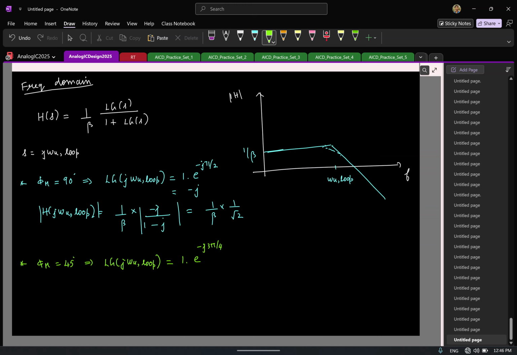And for this value of the loop gain, if you go and substitute here and evaluate the magnitude of the closed loop transfer function, you can do all that and it turns out it's greater than 1. So basically if my phase margin is 45 degrees, you'll have some peaking in the closed loop transfer function.